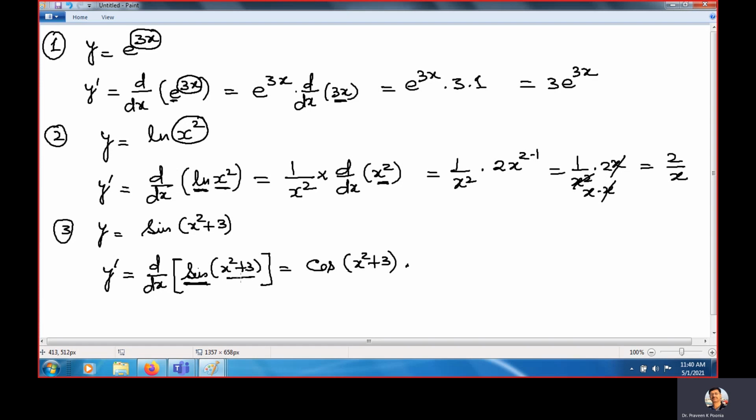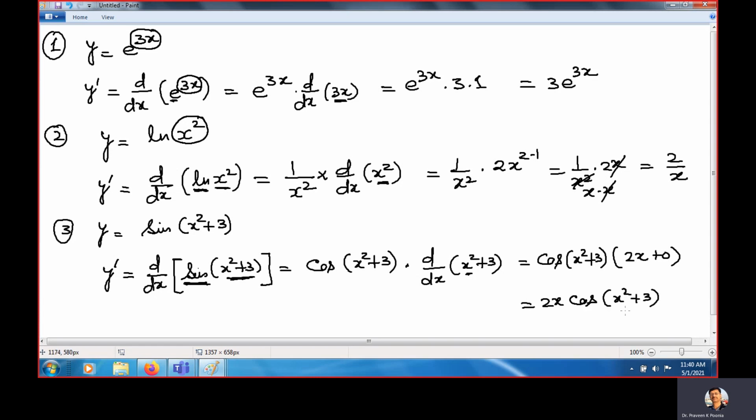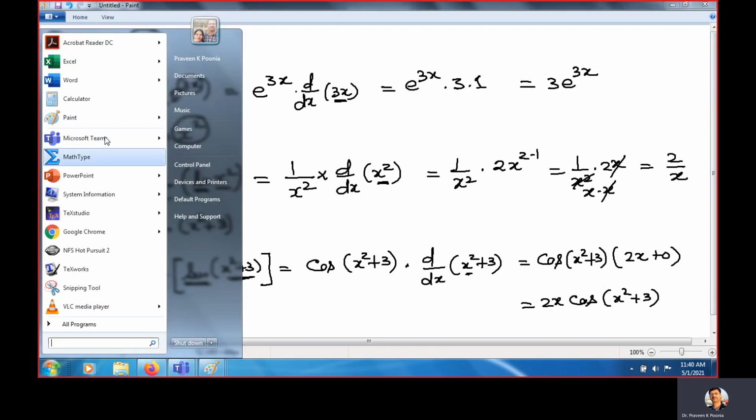Now because it is different from x, we will differentiate the inside, x square plus 3. So it is cos of x square plus 3, and if you differentiate x square plus 3, what is it? The differential of x power 2 is 2x, and for plus 3, it is 0. So what is the answer? It is 2x cos of x square plus 3. This is question number 3.